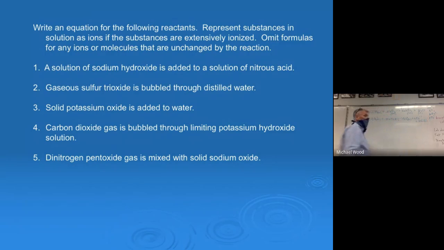I'll slow down here, I'm going too fast. Now I will get rid of the spectator ions. In this case there's only one that's the same on the left and the right, and that is sodium. So this is the overall reaction: OH minus plus HNO2 makes NO2 minus. This should be aq.